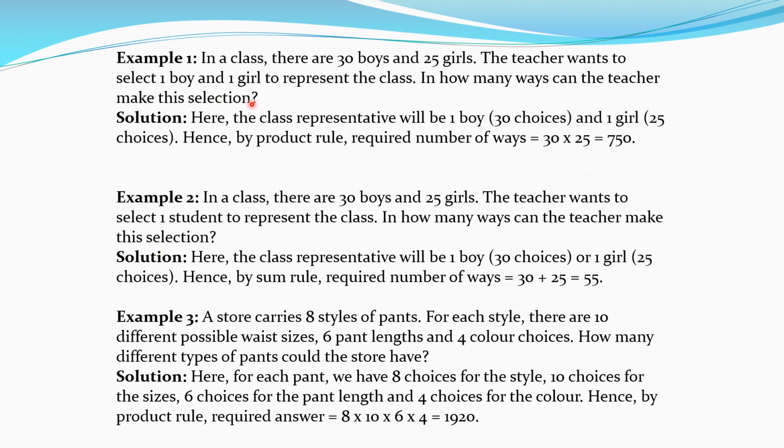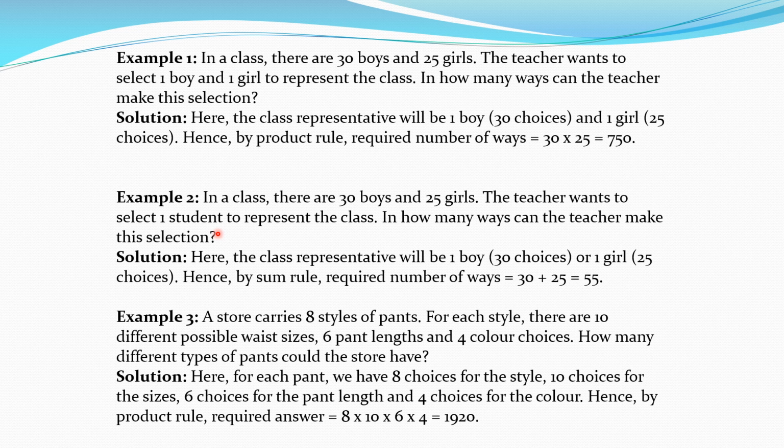Now instead of selecting one boy and one girl, meaning total two students, here we have to select only one student. It means it may be a boy, it may be a girl. So either from 30 boys we have to select one boy, or from 25 girls we have to select one girl. So it is similar to sum rule.